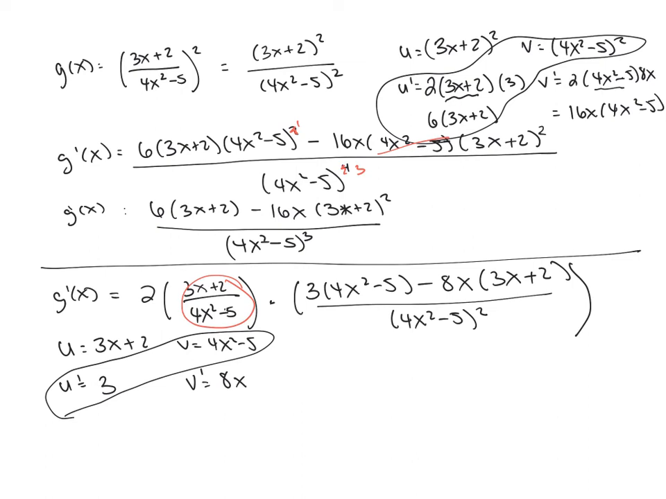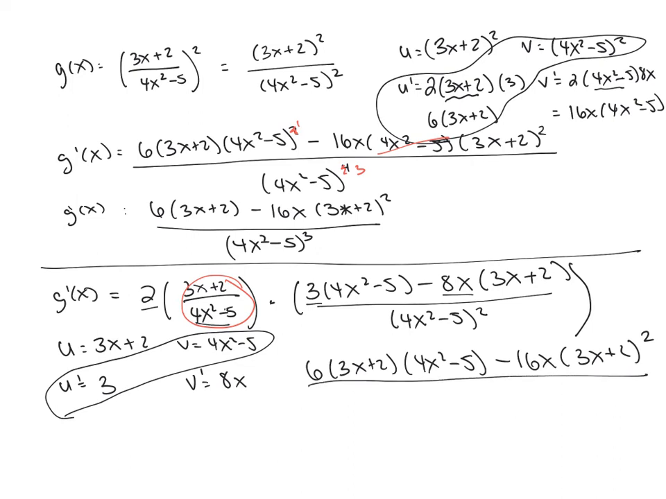So I think you'll be able to see that if I multiply some of this out, I'm going to have the same thing. So 2 times 3 and then times 8x, that's where I'm going to get my 6 from. And then 3x plus 2 times 4x squared minus 5. And then 2 times 8x was the 16x. And we have 3x plus 2 times 3x plus 2, or 3x plus 2 squared. And then when I multiply my denominator, the 4x squared minus 5 and 4x squared minus 5 squared, I get 4x squared minus 5 cubed.